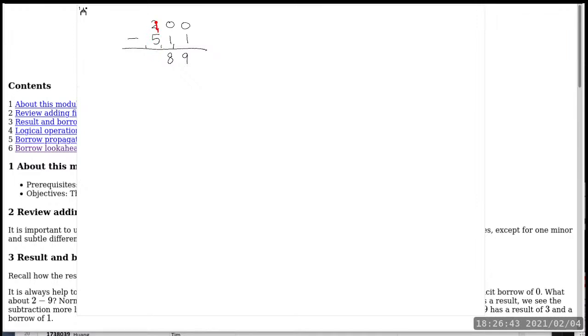No, I take it back. It's okay. 2 minus 5 is a 7. 7 minus 1 is a 6. And then we have an extra borrow here.